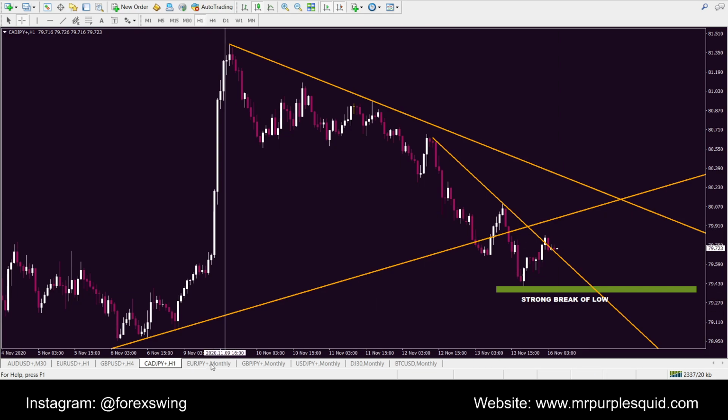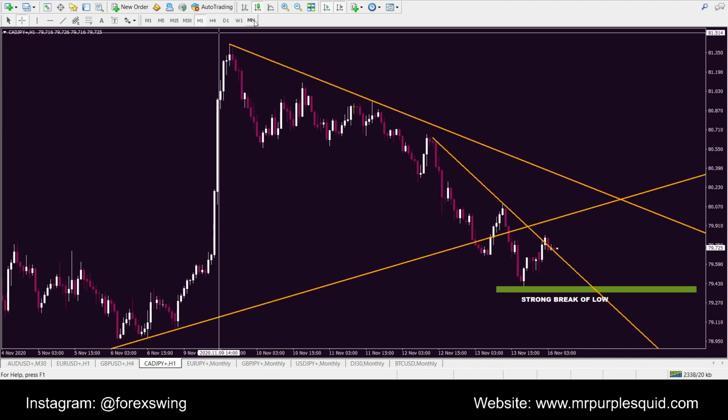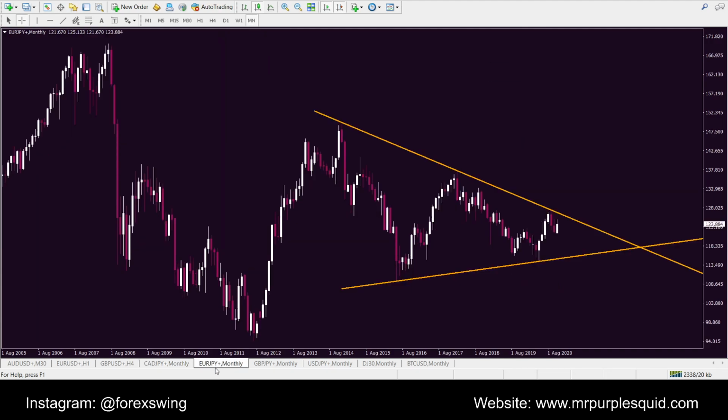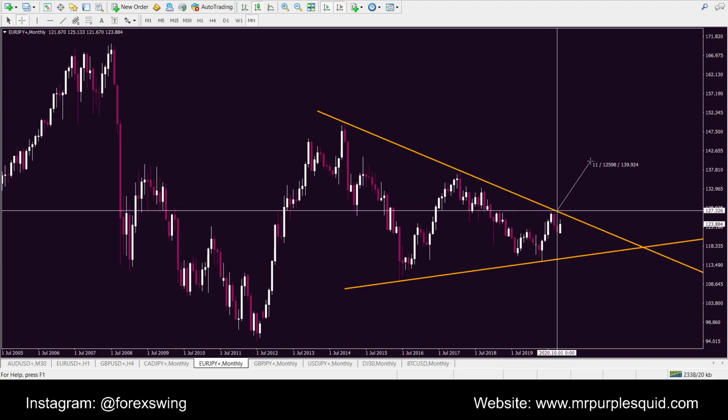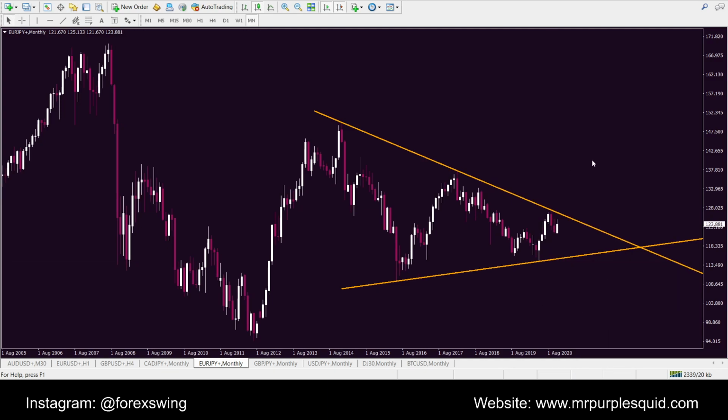So moving on to EJ. Again, similar to CJ Monday. Price in the wedge, another wedge here. And again, I would definitely take this one if we get a break above this high, and also a break below that point.